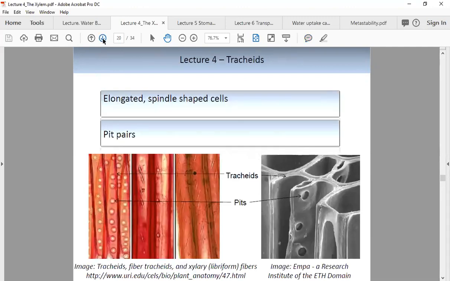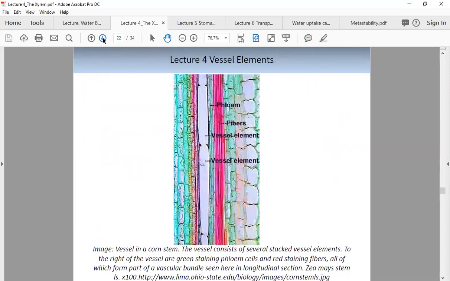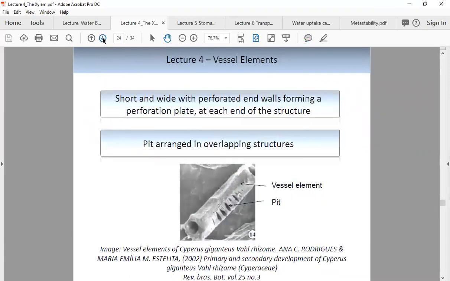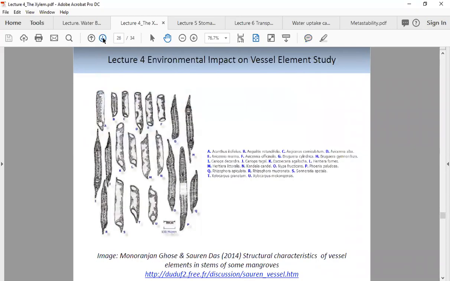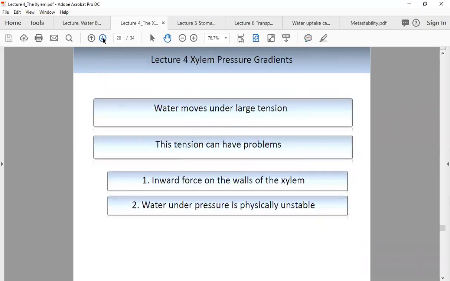Some nice images here of tracheids, and here are the pits, a pit from one tracheid aligning with the pit in the neighbouring tracheid. Some more nice images, and here are some more pits.